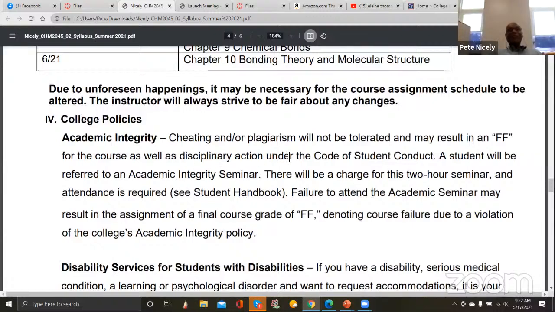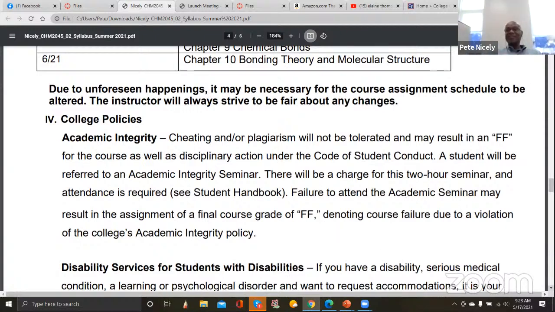Now, that grade can be replaced by the grade that you'll eventually earn if you attend what is known as an academic integrity seminar. And there's a charge for this 2-hour seminar. I don't remember what the charge is, but your attendance is required. If you fail to attend that seminar, then the FF grade will remain on your transcript. But as I said before, if you attend that academic integrity seminar, then that FF grade will be replaced by the grade that you'll eventually earn. All right, so that's something that you need to be aware of.